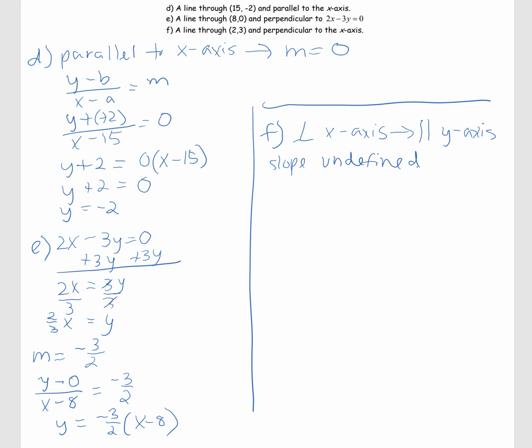So this vertical line is going through the point x equals 2, y equals 3, and since it's vertical, we know that it's always going to go through x equals 2. And for any y value, x is going to be equal to 2. So that means that the equation for this line is just x equals 2.